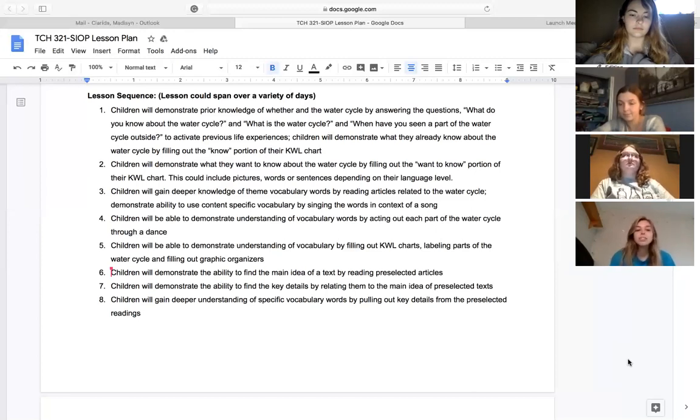And number 6, children will demonstrate the ability to find the main idea of a text by reading pre-selected articles that we have listed later on in the lesson plan. Number 7, children will demonstrate the ability to find the key details by relating them to the main idea of pre-selected texts. And then 8, children will gain deeper understanding of specific vocabulary words by pulling out key details from the pre-selected readings. By then, they're pretty good at knowing these vocab words.